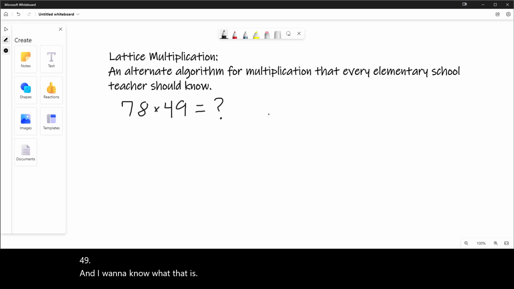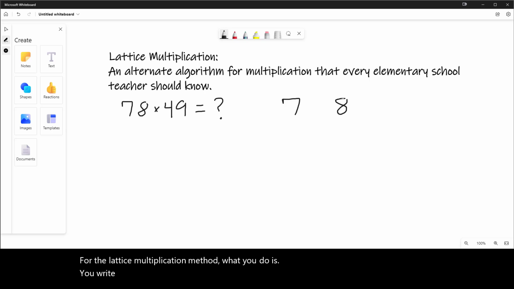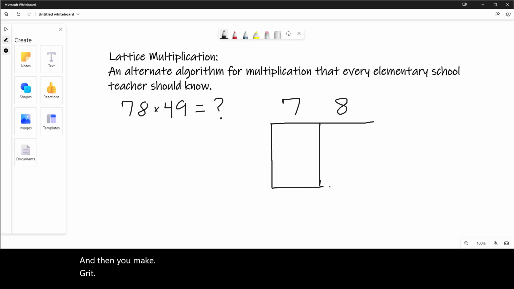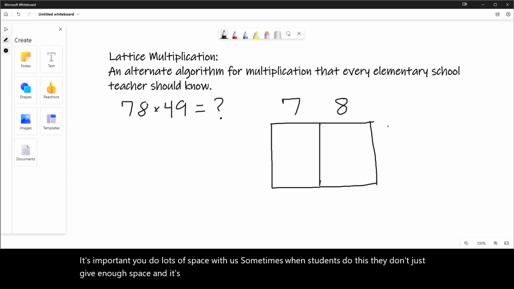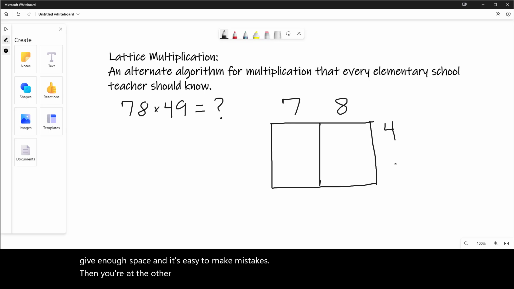For the lattice multiplication method, what you do is you write the digits of one number, one factor, along the top, and then you make a grid. And it's important you do lots of space with this. Sometimes when students do this, they don't give enough space, and it's easy to make mistakes. Then you write the other number along the side. And I would do it like this along the left side. And then you finish off this grid by drawing a line here.